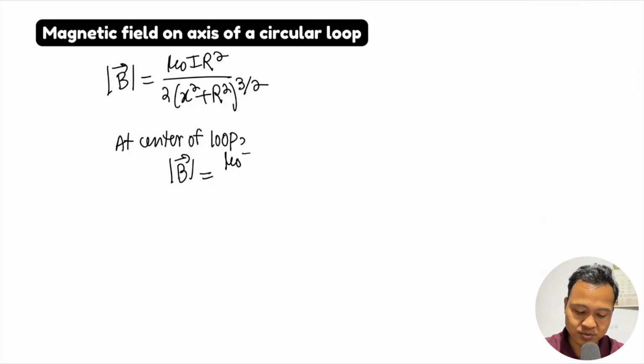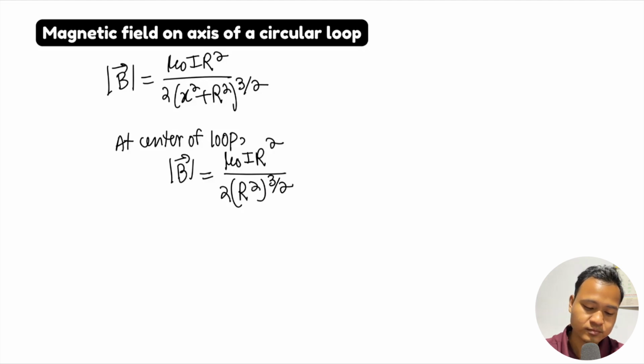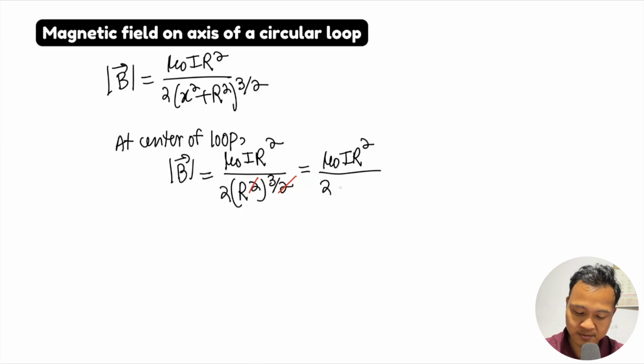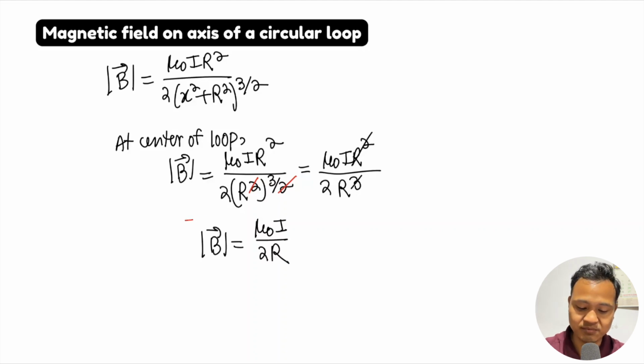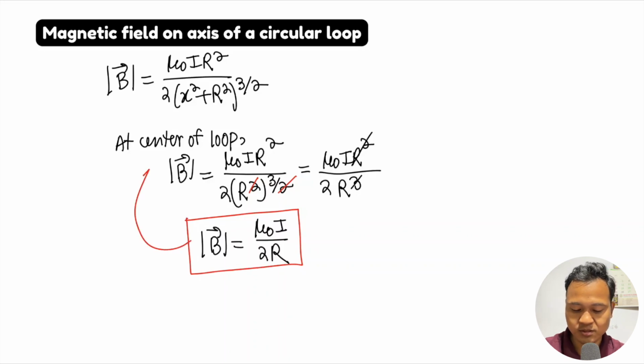will be mu naught into I into r square divided by 2 into r square power 3 by 2. So 2 gets cancelled out. So you will have r cube, so r square gets cancelled out. So you will have here B at the center of the coil will be mu naught into I divided by 2r. So this is at the center of the loop.